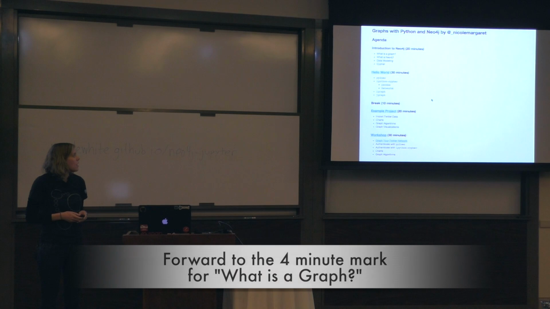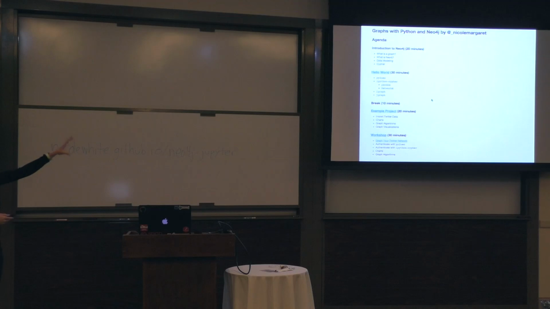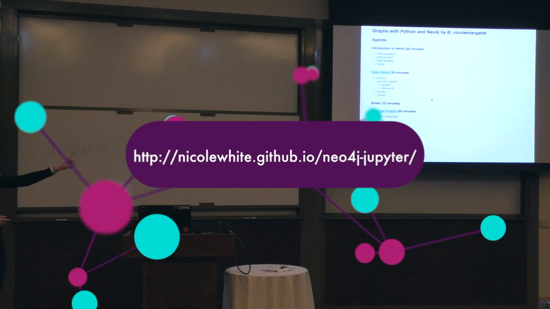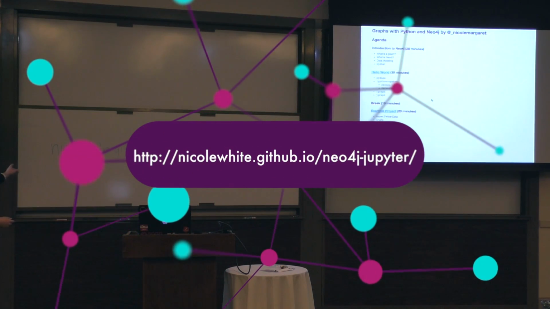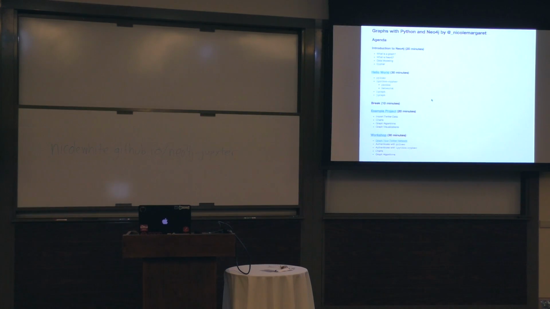Okay, so this is Graphs with Python and Neo4j. This is a two-part series. What I want to accomplish today is outlined right here. You can find this outline with links to respective parts at this URL. That should take you to this agenda right here.